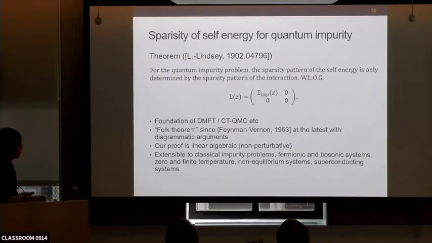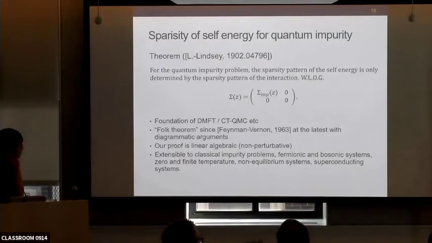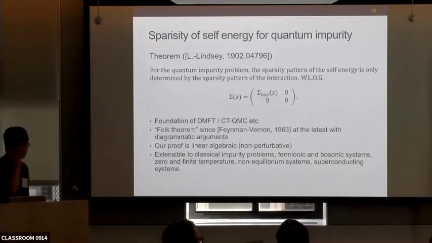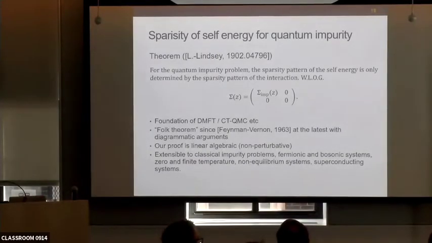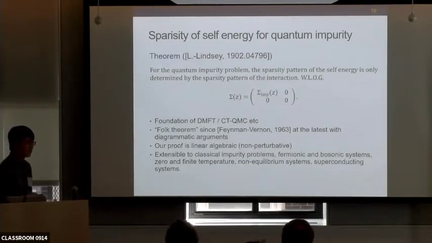And with the diagrammatic arguments, it's really the foundation of DMFT, continuous time QMC, and so forth for impurity problems. But we came up with what we think is a pretty straightforward linear algebraic proof, and therefore it is completely non-perturbative. It's simple, but quite flexible, and therefore can be extended to so-called classical impurity problems, which is Euclidean scalar field theory, which is completely asymptotic.